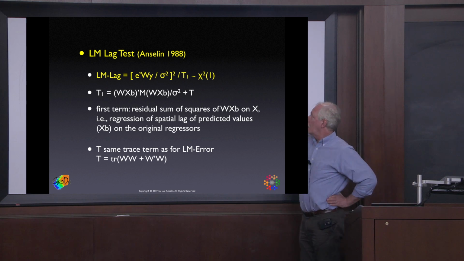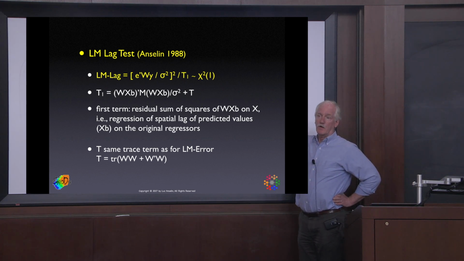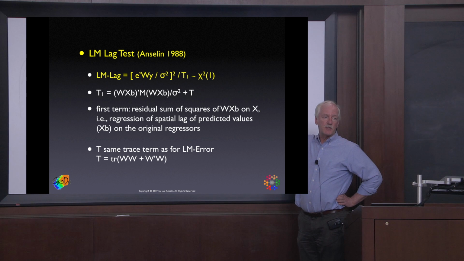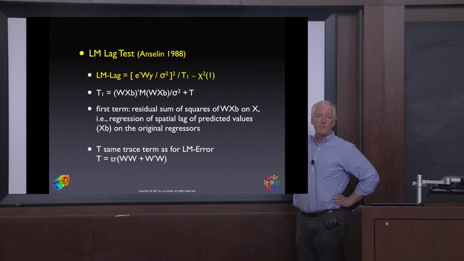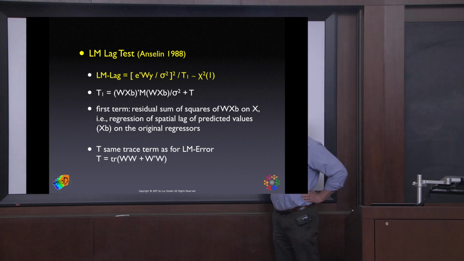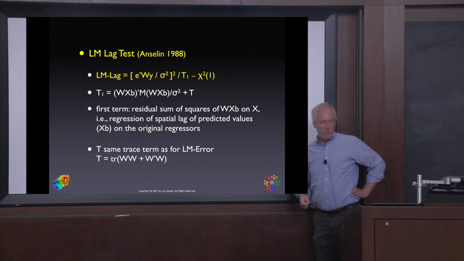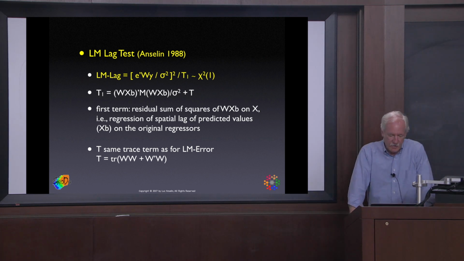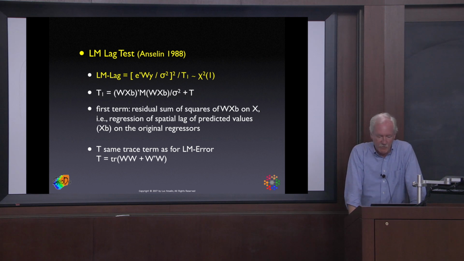Basically, the lag model looks very similar to the error model, except the cross product is the residuals and the spatial lag of the dependent variable, not the spatial lag of the residuals. And then the denominator term is this complex expression that has our traces here, but then also this other thing. If you look at it very carefully, you see M is in there. That's our same M we had before.